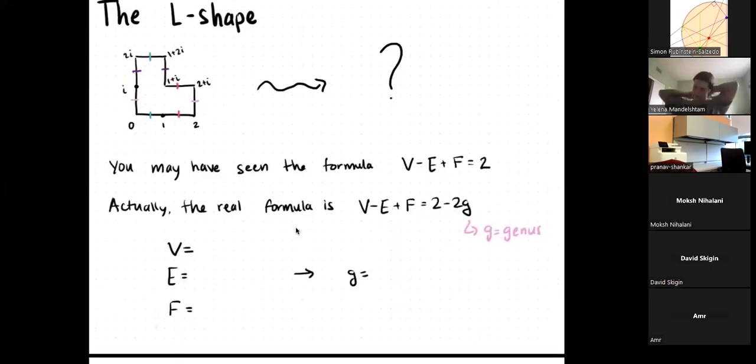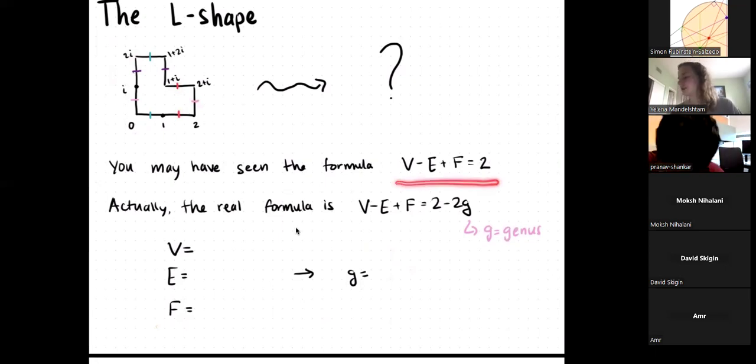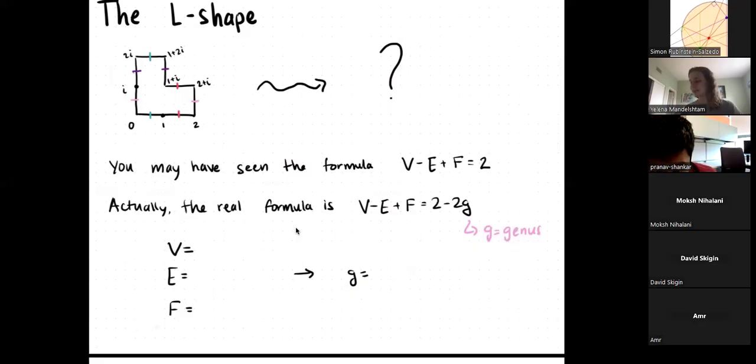All right, and before I do that, I'll tell you about the L shape, which is a translation surface that starts off in the plane looking like an L, and you identify opposite sides. You may have seen the formula V minus E plus F equals 2, vertices minus edges plus faces equals 2. This is true for convex polyhedra. But secretly, the formula is actually vertices minus edges plus faces equals 2 minus 2g.